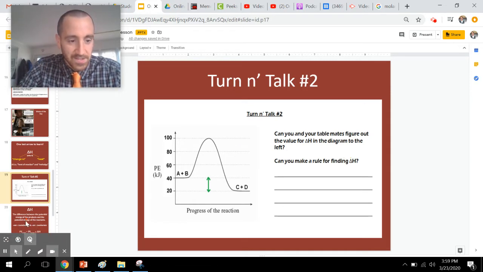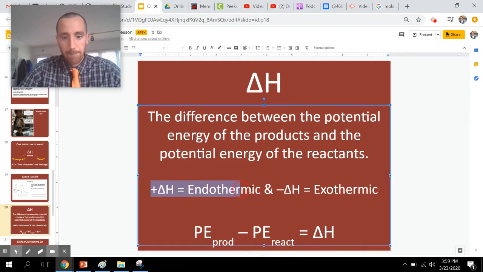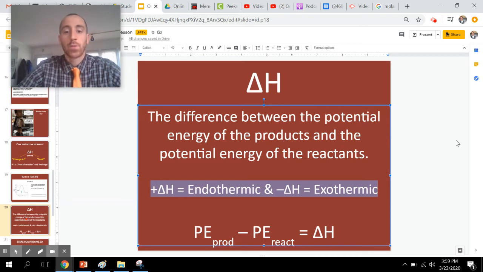Not that. This. Okay? The difference between the potential energy of the products and the potential energy of the reactants. In other words, you're going to take the potential energy of the products, and from it, you're going to subtract the potential energy of the reactants, and that value will give you the delta H. Now, I want to highlight this here. If your delta H is positive, it's endothermic. If your delta H is negative, it's exothermic.